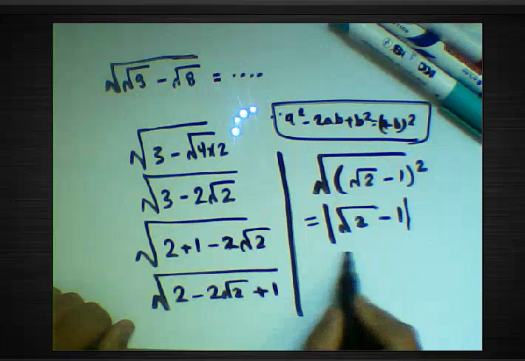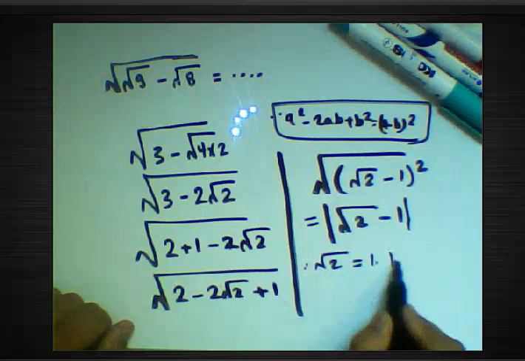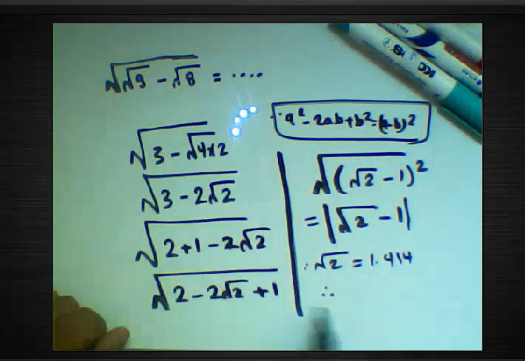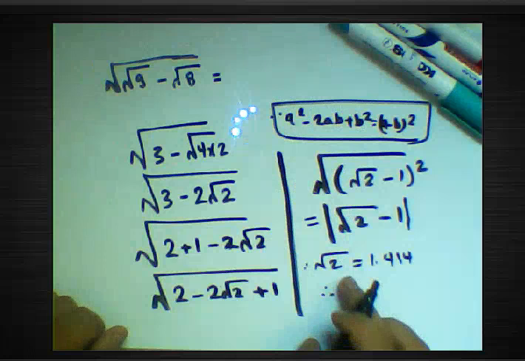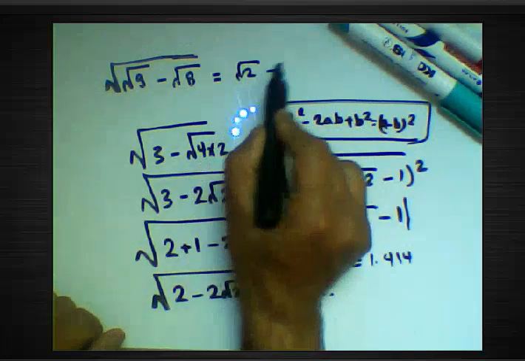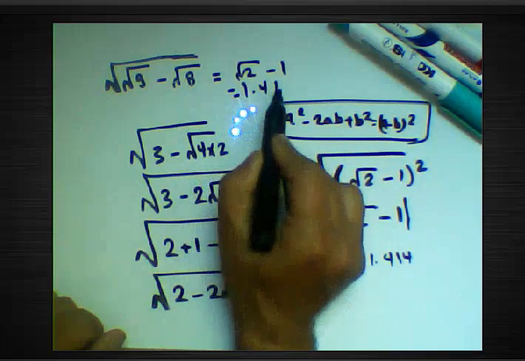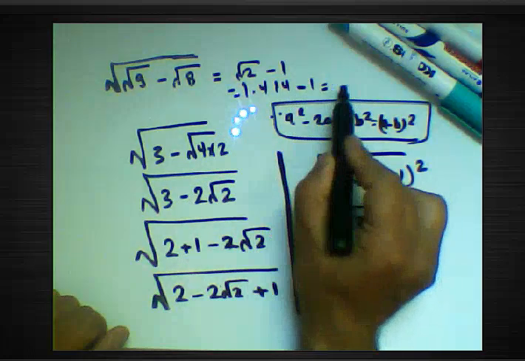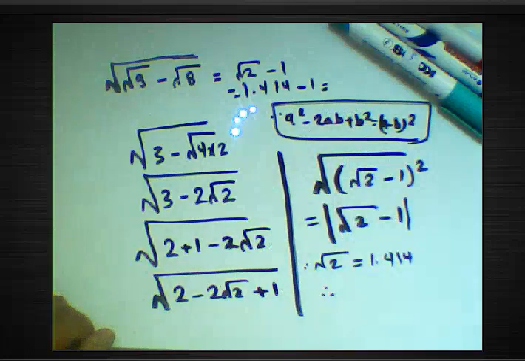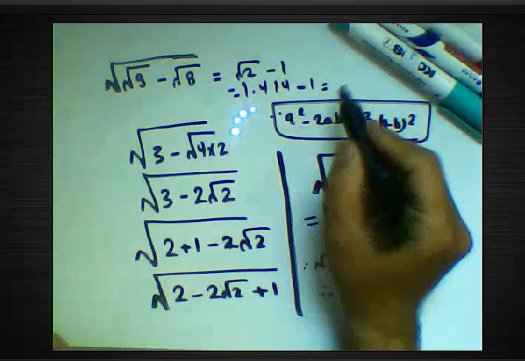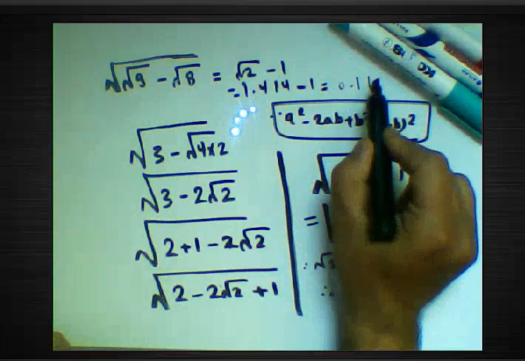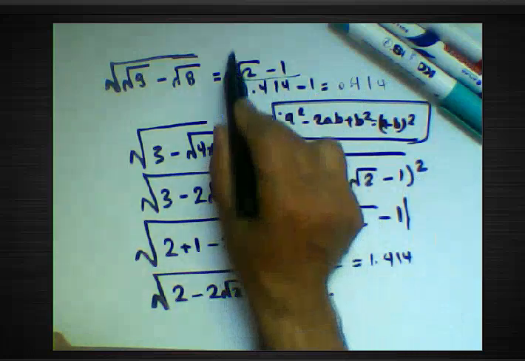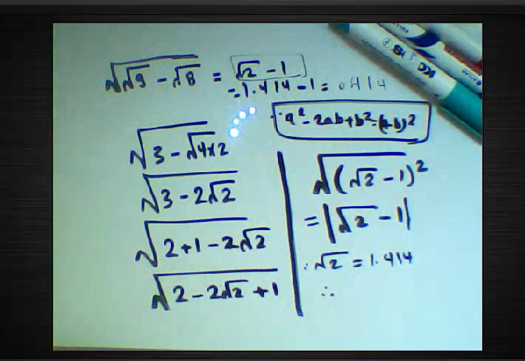And we know root 2 equals 1.414. Then the result here will be root 2 minus 1, which is 1.414 subtract by 1. It will be 0.414, or this result, the square root of 2 subtract by 1.